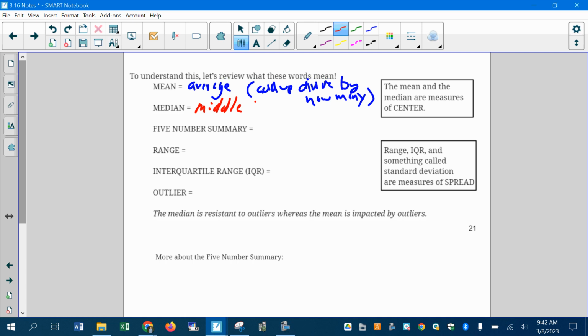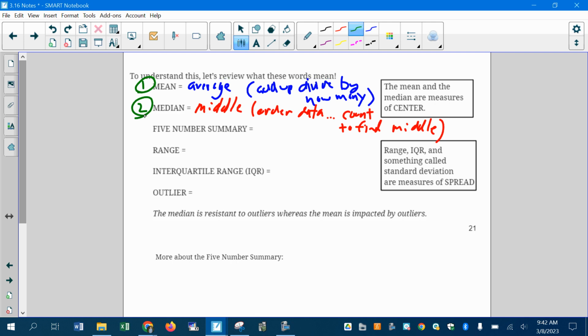Okay? How do you find it? You order the data. The data has to be in order. And I usually just count in the middle. So when somebody asks you, hey, what's the center of this data? What's in the middle? When they ask you for what's in the center, there's two different ones you could use. You could find the mean or you could find the median, okay?